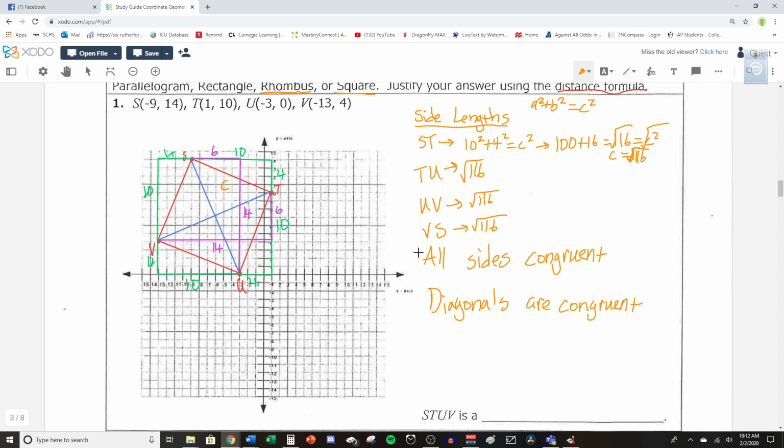So the first thing that we wanted, all sides congruent, diagonals congruent. What this leads us to conclude is that this is in fact a square. So we're going to put that right there. Square.